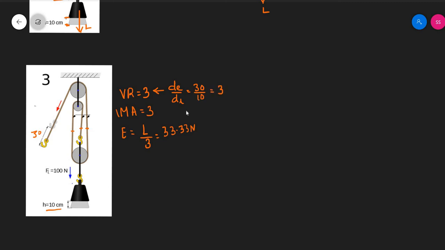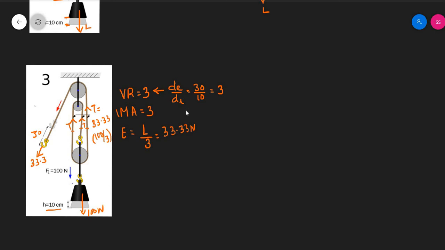And your effort is 33.3. The reason why you get that 33.3 is because this tension, the 33.3, is balanced by this tension, and these tensions are equally distributing the entire load of 100 Newton, and that's why you get these tensions as 33.33, which is nothing but 100 by 3.